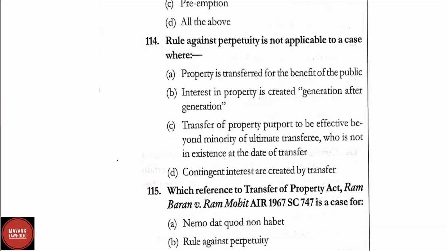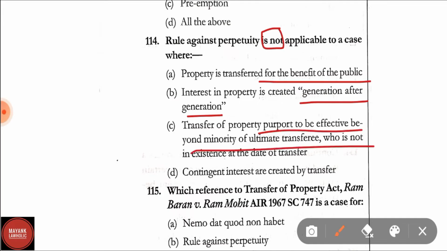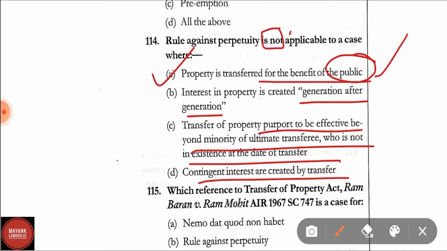Question number 114. Rule against perpetuity is not applicable to a case where property is transferred for the benefit of the public, interest in property is created generation after generation, transfer of property purports to be effective beyond minority of ultimate transferee who is not in existence, interest are rate of transfer, contingent interest are created by transfer. Here correct answer is option A, that is property is transferred for the benefit of the public. Here rule against perpetuity will not be applicable.